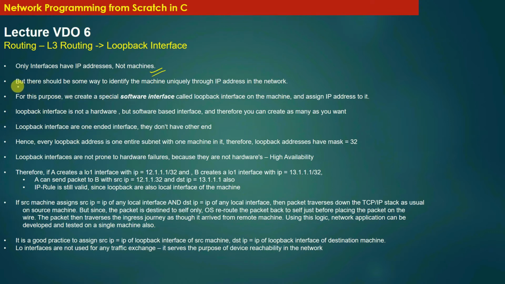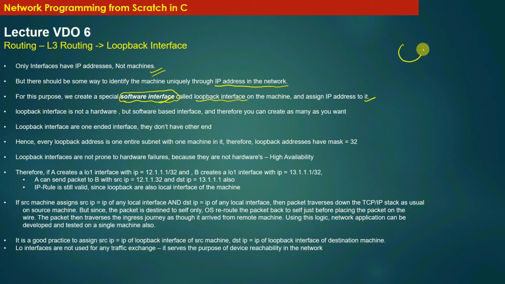So coming to the second point, there should be some way to identify the machine uniquely through an IP address in the network. For this purpose, we create a special software interface. Note the word, it is a software interface called Loopback Interface on the machine, and we assign an IP address to it. So loopback interfaces are actually software interfaces. It means loopback interfaces are not hardware.